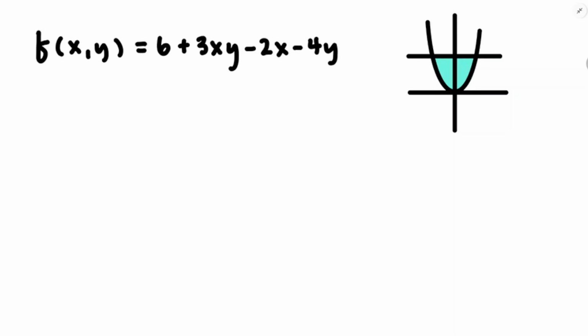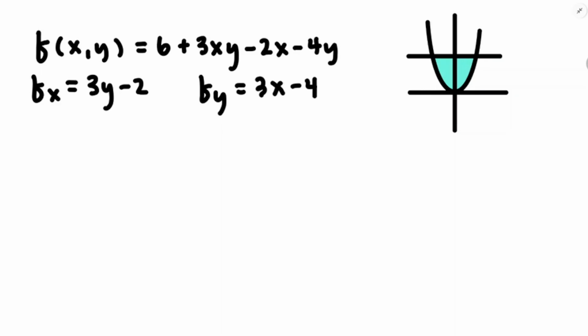Okay, so the first step is going to be to find the critical points. So I'm going to take the derivatives: fx equals 3y minus 2, and fy equals 3x minus 4. Critical points are where both of these are equal to 0, so that would happen if x was 4/3 and y was 2/3. So x equals 4/3, y equals 2/3.